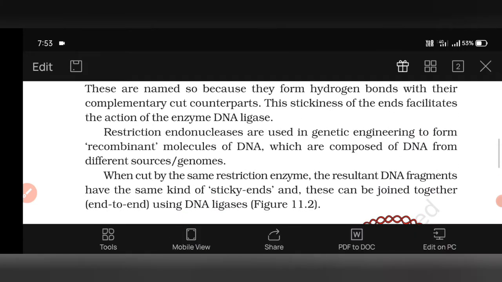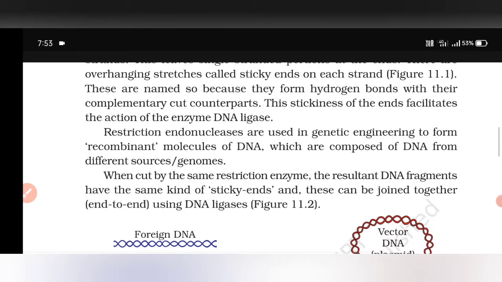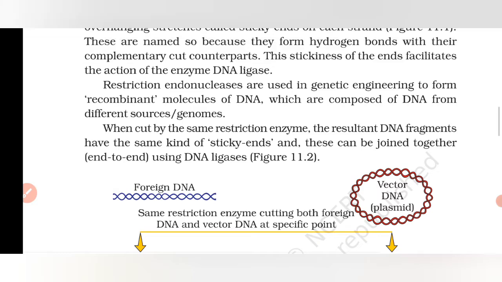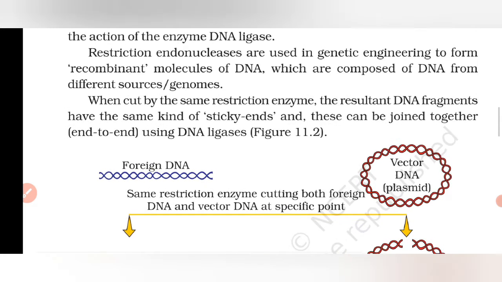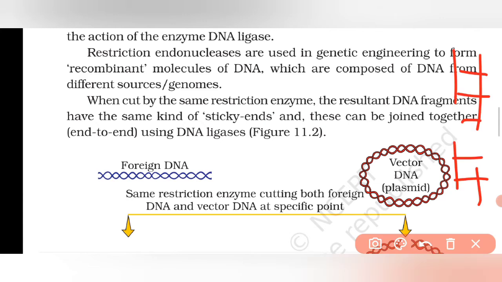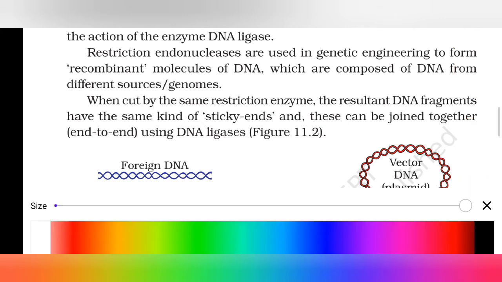So restriction endonucleases are used in genetic engineering to form recombinant molecules of DNA, which are composed of DNA from different sources of the genome. When cut by the same restriction enzyme or restriction endonuclease, the resultant DNA fragments have the same kinds of sticky ends, and these can be joined together using ligases. Mark this statement because this is very important and this might come for NEET.